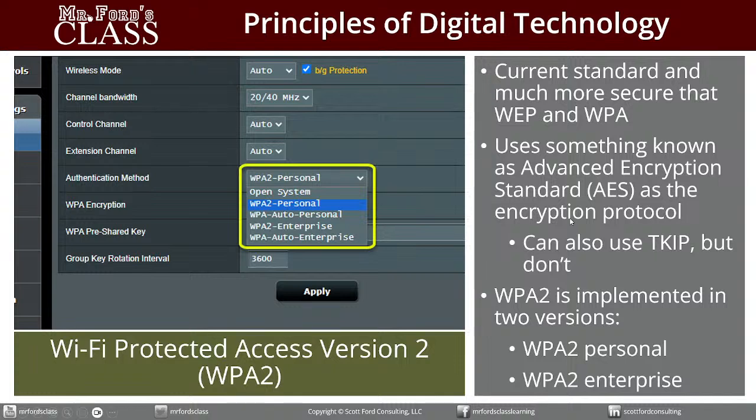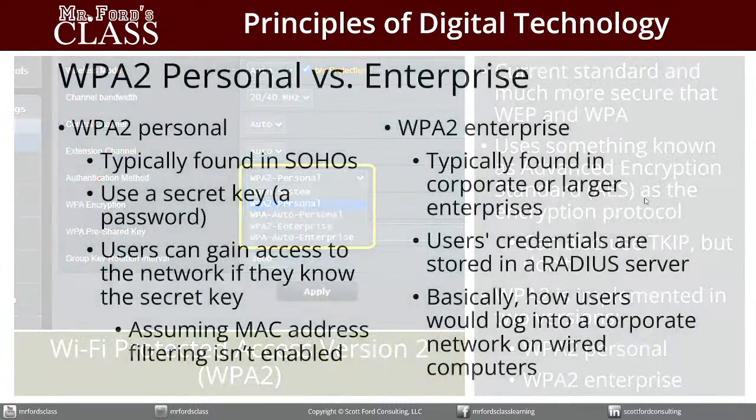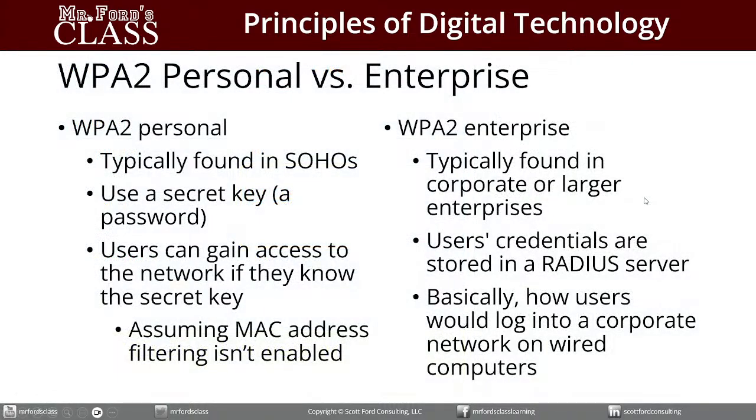WPA2 also had two ways to implement it. You had personal and you had enterprise. Personal is what you probably have at your house. Okay? It's typically found in small office, home office setups. It uses a secret key. It's a password. So somebody comes over, they say, hey, what's your password? Okay. Hopefully you're talking about your wireless network, and you give them whatever your password is, your secret key is, and they can get access to your wireless network. Okay. So users gain access to the network if they know the key.